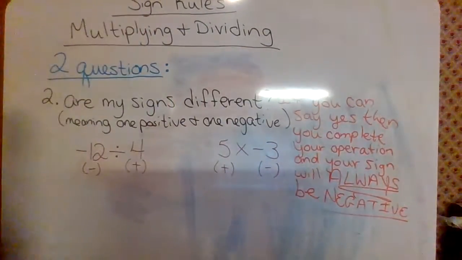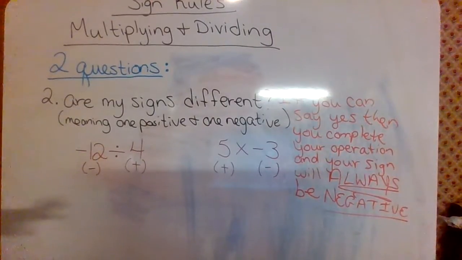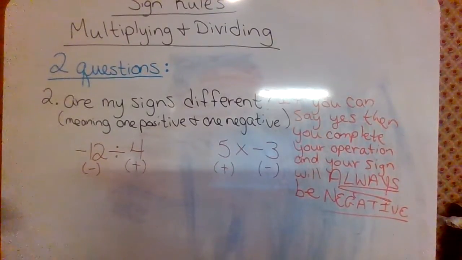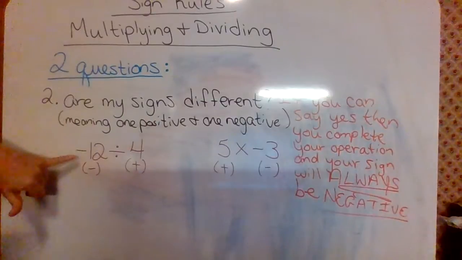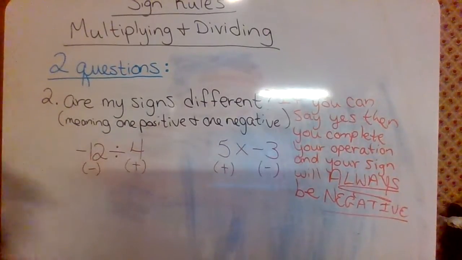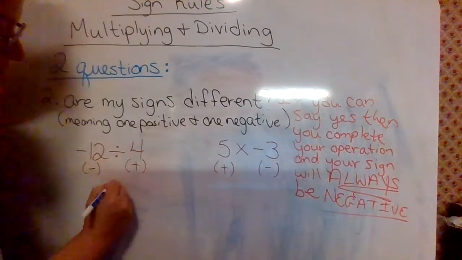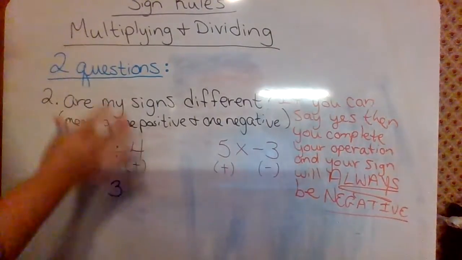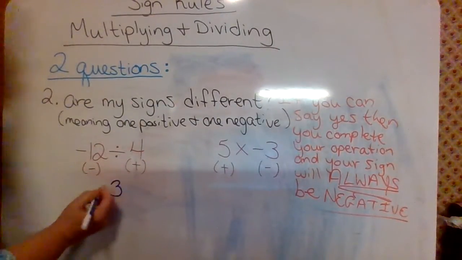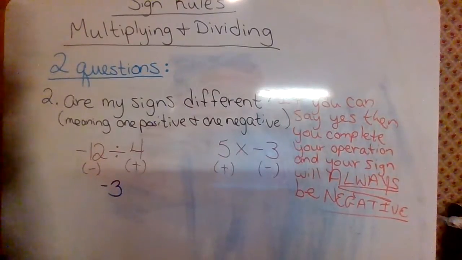Okay? So if they're different, then the answer will always have a negative as its sign. So right here, -12 divided by 4. I'm going to complete that operation. So 12 divided by 4 is 3. And because my signs are different, my answer will always be negative. So it is a -3.